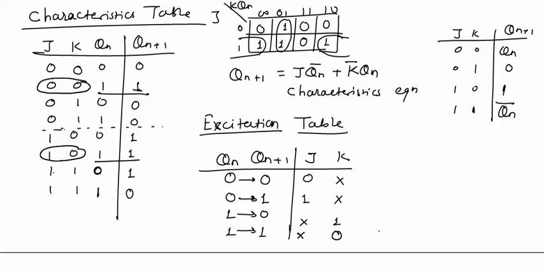The advantage of this JK flip flop is that for 1-1 input combination, we are not getting invalid output. And one disadvantage we have for this JK flip flop is race around condition. Race around condition. This is the disadvantage of this JK flip flop.